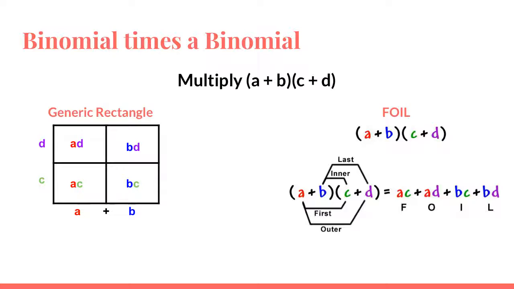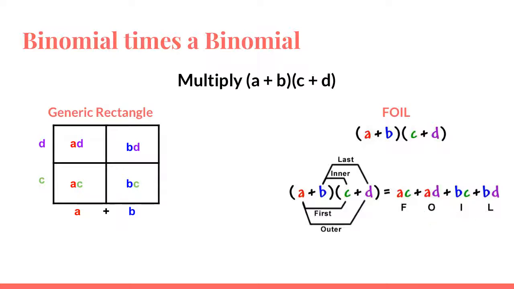Now, there's two main ways to do this. We tend to really like the generic rectangle method because it has nice applications to later material that we do. A lot of people are also familiar with the FOIL method, where you're talking about the first, outer, inner, and last. So when you're looking at grouping all the things that you have to multiply.